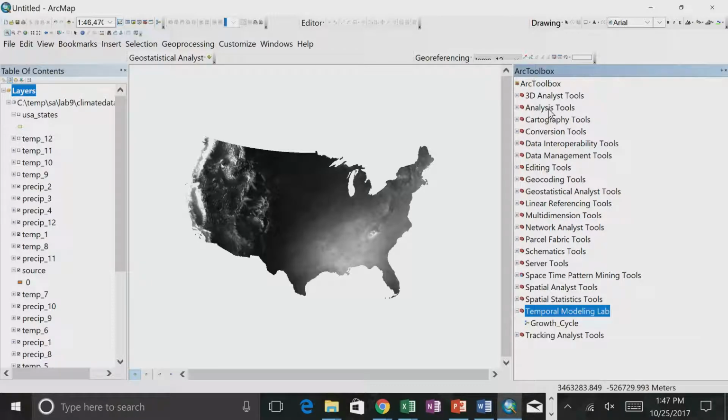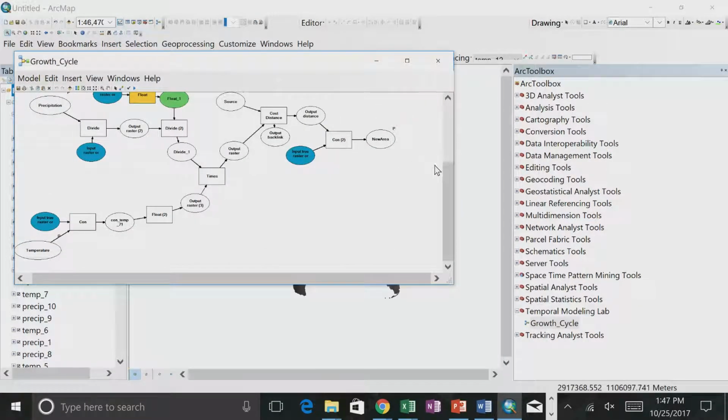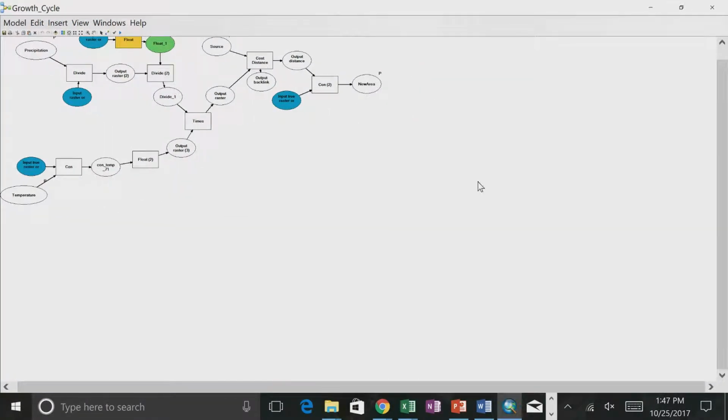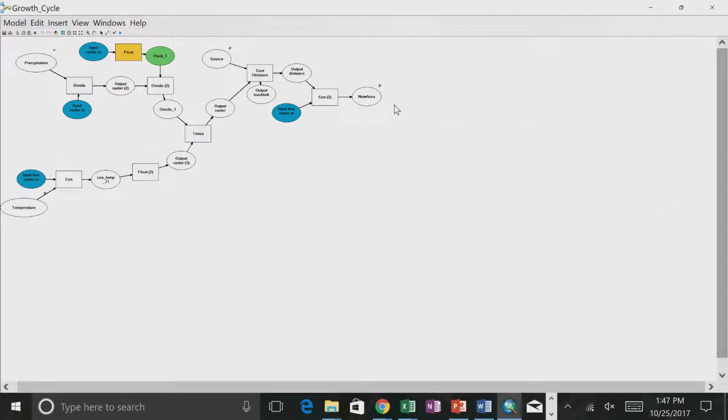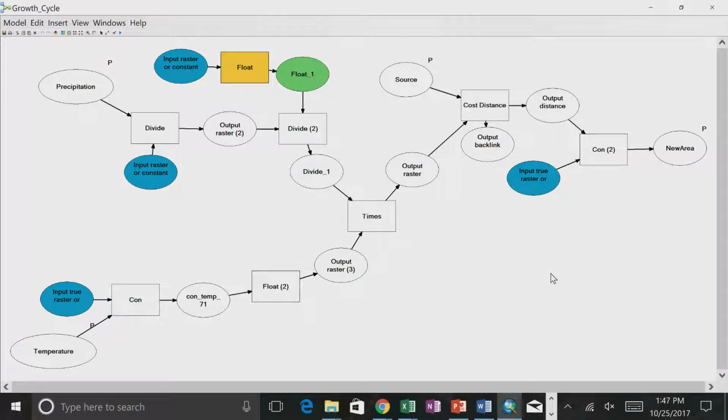Toolbox later, but first, not toolbox, another model later. But first, we're going to discuss what this model is doing. You can lay it out however you want. I'm just going to keep it laid out like this. Just make it larger. Okay.